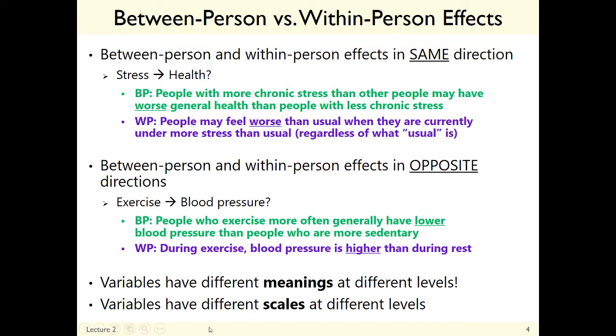Or you may also have instances in which the effects are in different directions because really the variables mean different things. So if I look at the link between exercise and blood pressure, between persons, people who exercise more often tend to have lower blood pressure than other people because blood pressure is a marker of physical health. But within persons, when you're actually moving during exercise, your blood pressure is higher than when you're at rest. So it's a different kind of variable, and it has a different effect. So for the reason of differential meaning, we can have different levels have different effects.